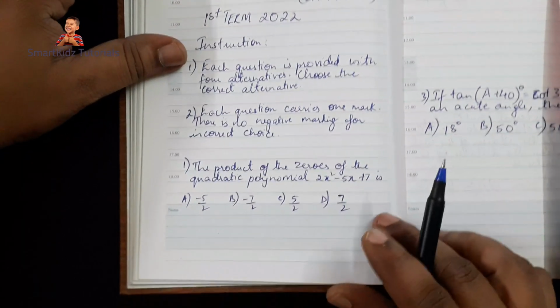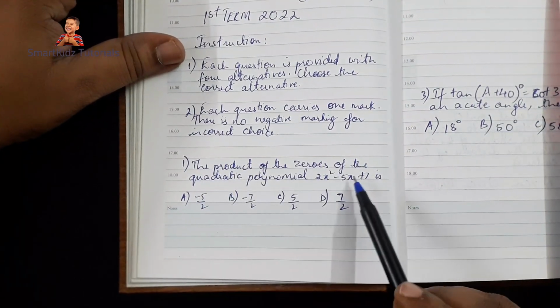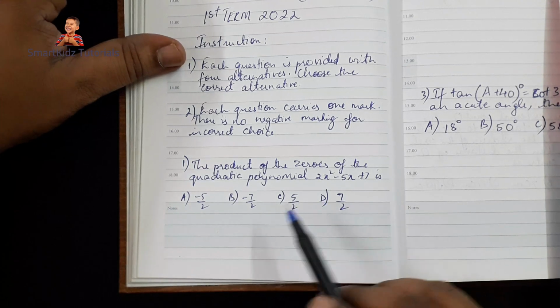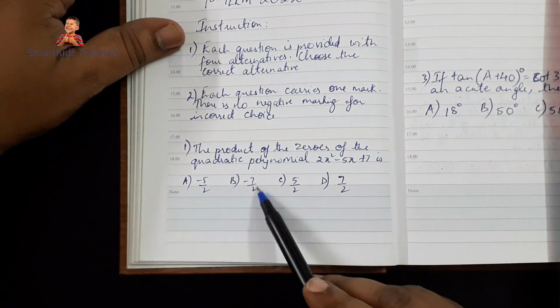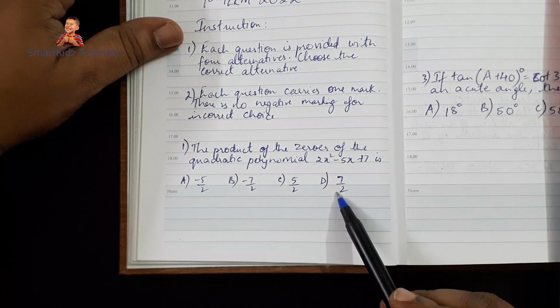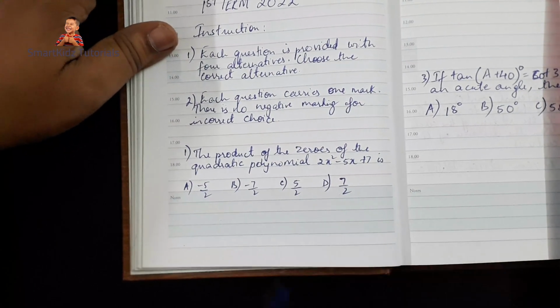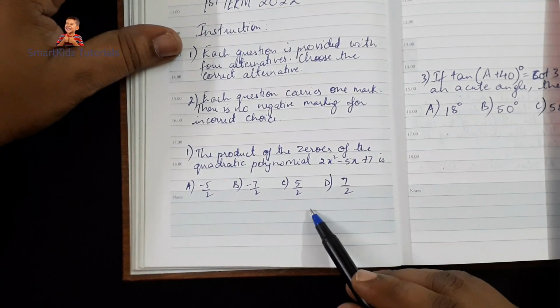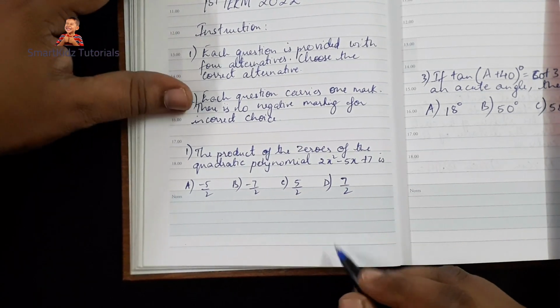So the first question is: the product of the zeros of the quadratic polynomial 2x² − 5x + 7 is. The choices are given here A, B, C, and D. You only have to choose one of them because only one of them is the correct answer. So for that we will solve and find out which one is the correct one.